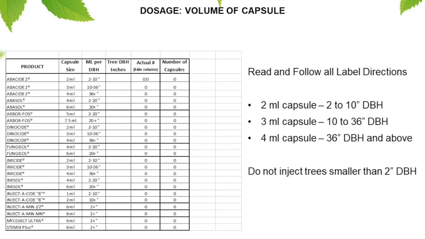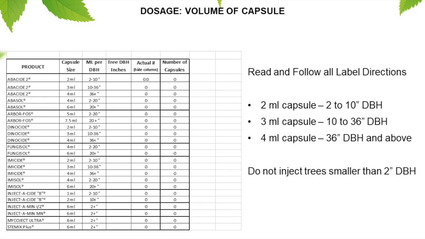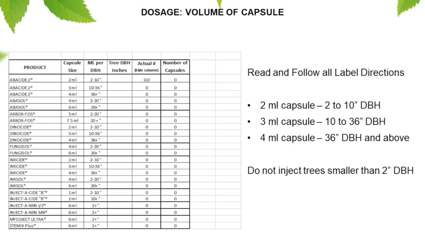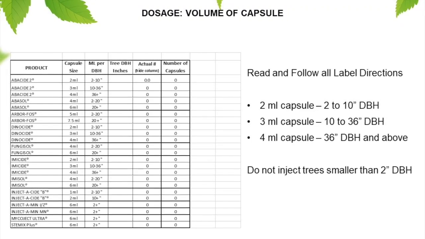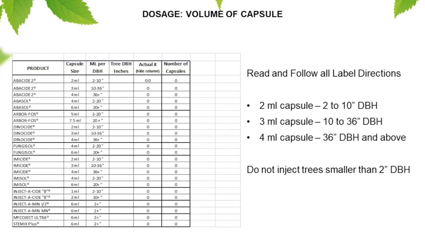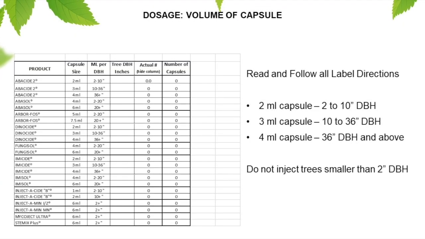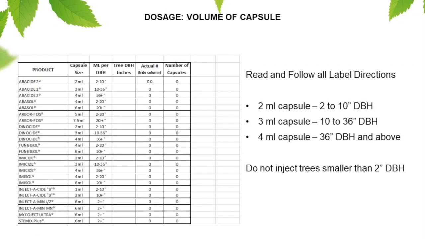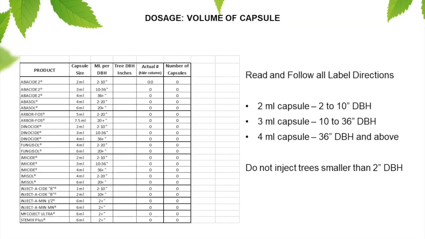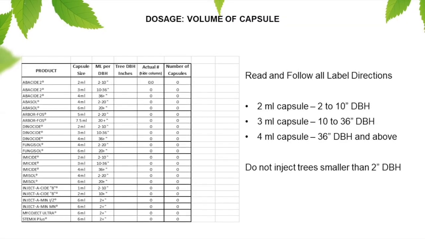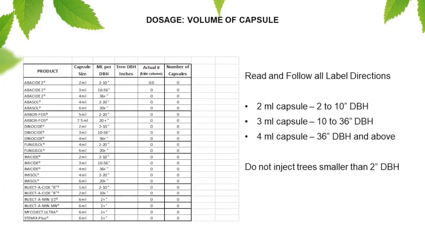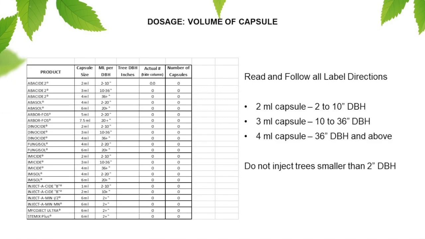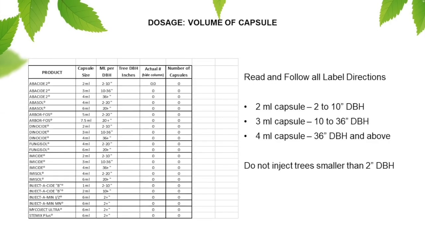Dosage, volume of capsule. These are general guidelines to determine the milliliter capsule size based on the size of the tree. Always read and follow all label directions. 2 milliliter capsule: 2 to 10 inches dBH. 3 milliliter capsule: 10 to 36 inches dBH. 4 milliliter capsule: 36 inches dBH and above. Do not inject trees smaller than 2 inches dBH.